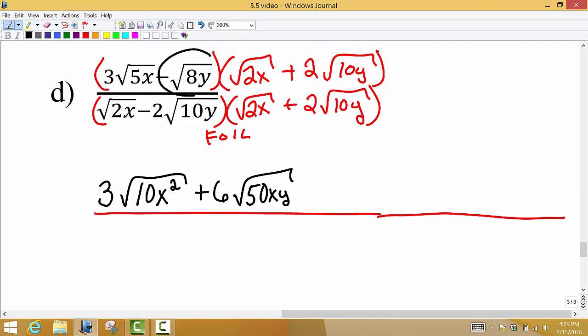All right, now we're going to do inner times inner. So that's a negative times a positive, which gives us a negative. Everything is on the inside, so we're going to multiply 2 times 8 and x times y and put it on the inside.